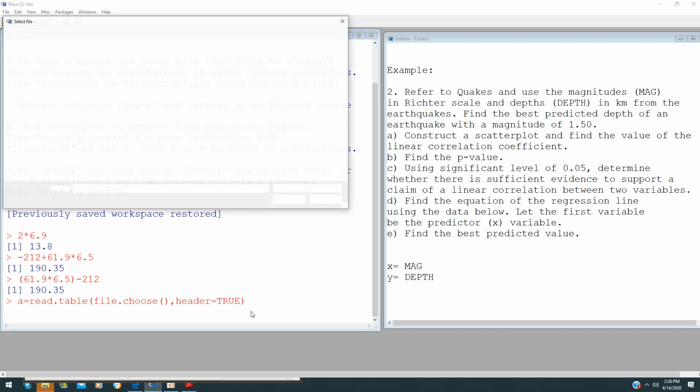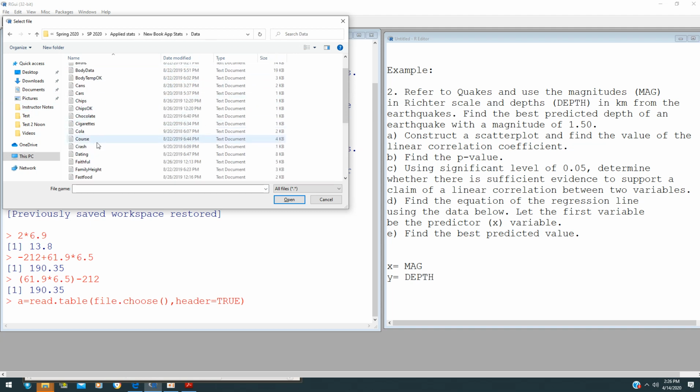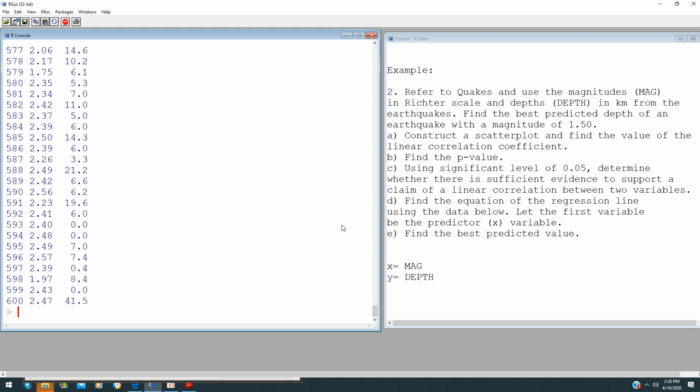So we will pick a file called quake here. Let me see where it is. It's under here. It's under apply stats, and I put my book and data. Quake is right here, so it's under quake. And then you have all this quake data. So we will assign mag for x equals a dollar sign mag, because the variable used here is a now, and mag is all caps. And then y in this case is a dollar sign depth, all caps. Okay, so now we have x and y.